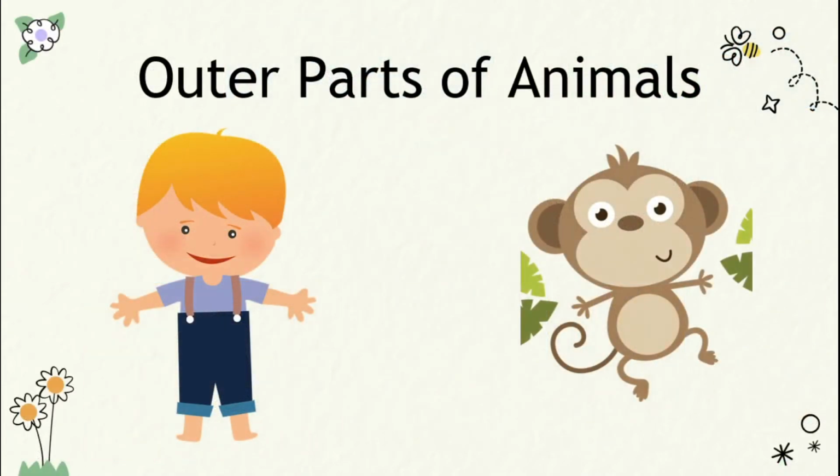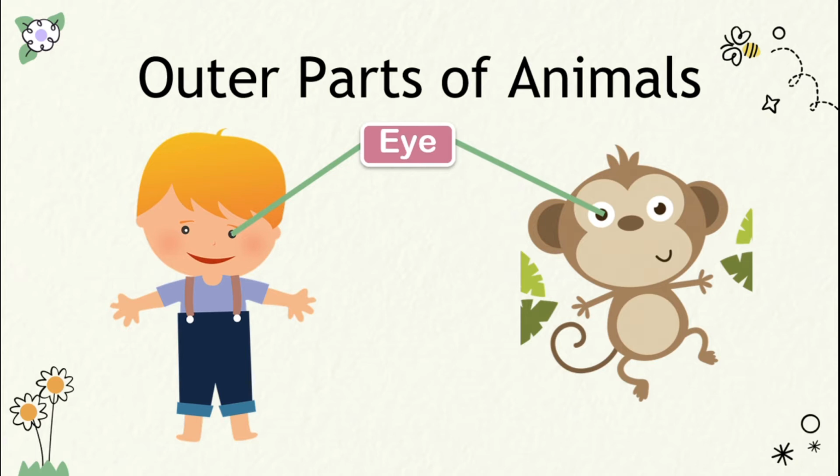On the right side you will see a monkey, and on the left side you will see a boy. And what outer parts of animals are similar to humans? Let's see one by one. The first one is eye. Humans have two eyes, animals also have two eyes. We have eyes to see, to watch, to look at something. These eyes are important for humans and animals.